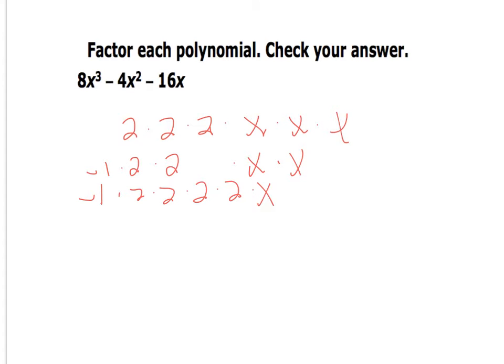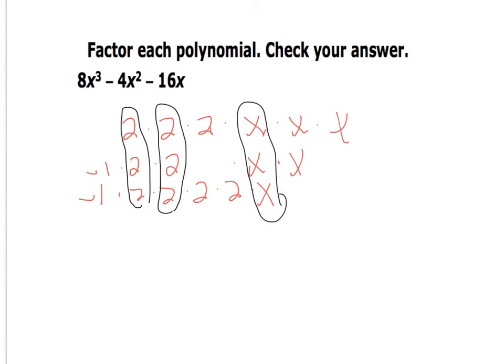Notice for these, I lined them up so it's easier to see that they all have a 2 in common, they all have another 2 in common, and they all have an x in common. Now notice all 3 terms need to have that factor in common. So if we rewrite that, I can see that its greatest common factor is going to be 4x, and what's left inside, in the first term, is a 2, an x, and an x. So that means it's going to be 2x to the second.